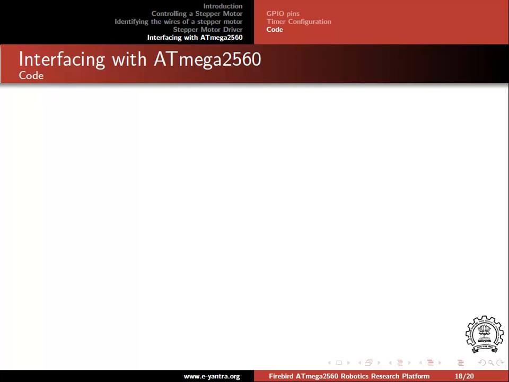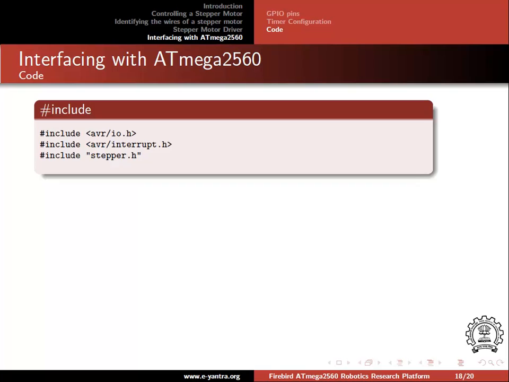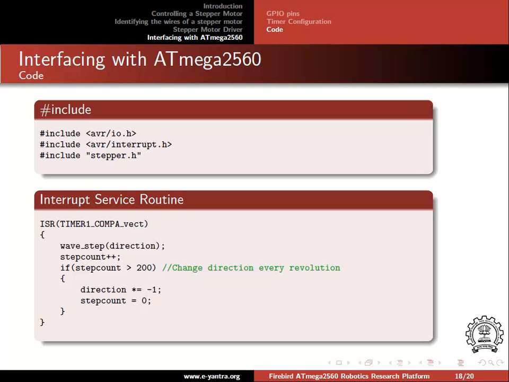Now that we have understood how to use the timer for our purpose, let's have a look at the code. This is a list of headers to be included, which are avr/io.h, avr/interrupt.h, and a custom header called stepper.h that contains the functions for controlling the GPIO pins of the stepper in different step modes. The interrupt service routine is called whenever a compare match occurs, and we will use it to make a single step.